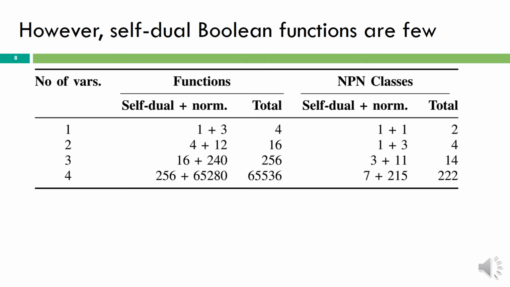However, self-dual Boolean functions are few. So we can see from this table that from the total number of functions, the self-dual functions are very rare. 256 functions out of 65,536 functions, and even the NPN classes are very few: 7 classes out of 222 classes. So this is one problem, right? We have a lesser number of self-dual Boolean functions.